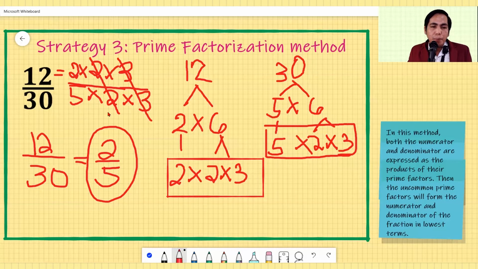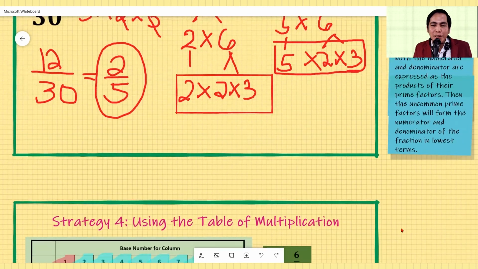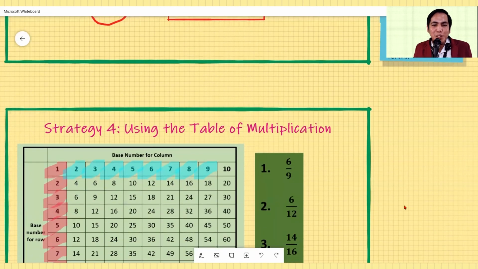So we can multiply the prime factors left in the numerator, and we can also multiply the prime factors left in the denominator separately to get the lowest term of the given fraction. Finally, we will be using our fourth strategy. In this strategy, we don't need so much computation. All we need is a set of bright eyes to immediately identify the numbers. So in this strategy, we will be using the multiplication table.